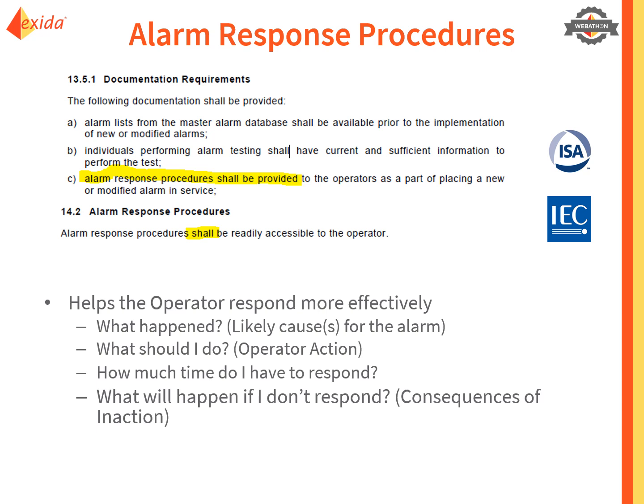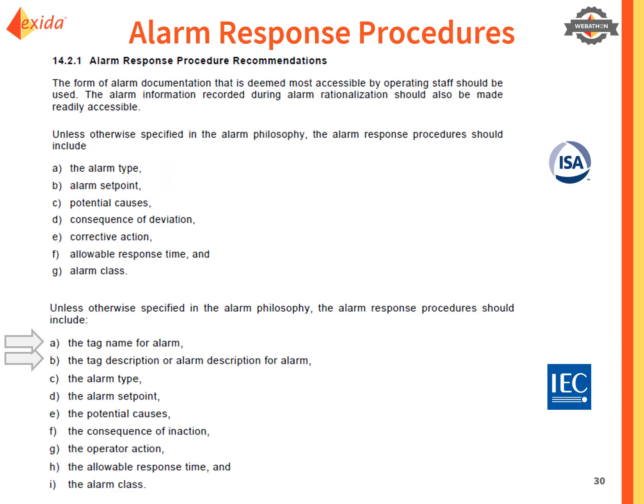You need to know what happened, what should I do, how long have I got to make this decision and carry out the action, and what will happen if I don't respond. So here we are, here's that list from the standards. It tells you exactly what should be presented to the operator in the action on receipt of alarms or the response procedures. And you'll note that the list is identical to that which is required for rationalization. So we've already got that information and it's easy to recall and present to the operator.